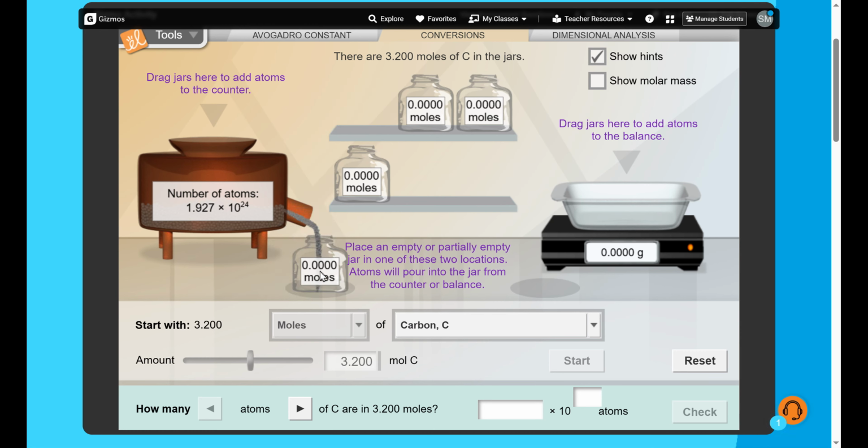Although right now, let's put a jar in the bottom of this atom counter, and we can put it on a scale here. And we'll see that once again, 1 mole of carbon atoms is 12.01 grams, right? Because this is the molar mass of carbon. 6.02 times 10 to 23 atoms of carbon, 1 mole weighs 12.01 grams.